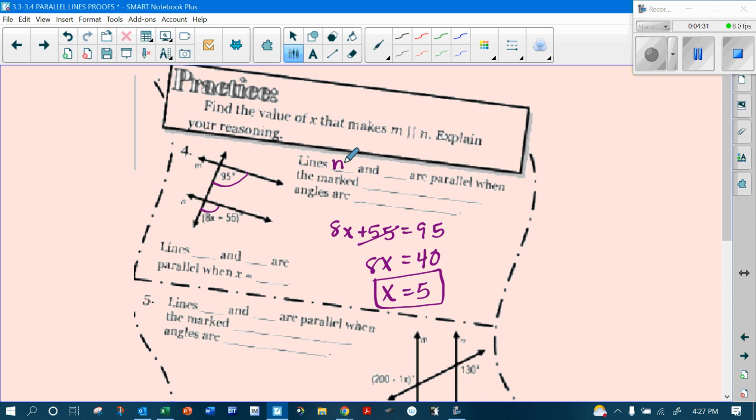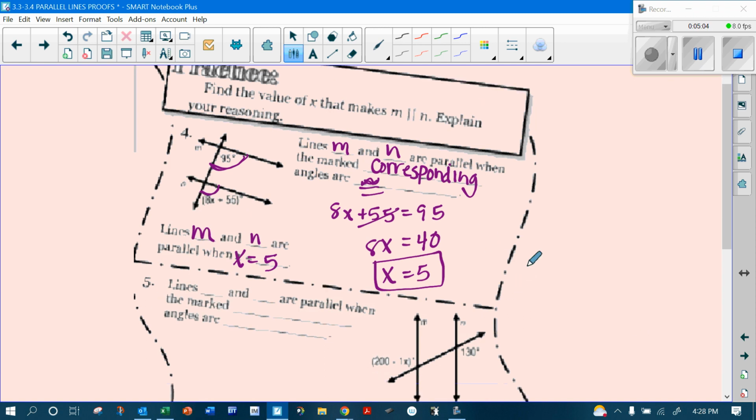So lines M and N are parallel when the marked corresponding angles are congruent. And I'm just going to put the congruent symbol there. So when these are marked congruent, then these two lines will be parallel. So lines M and N are parallel when x equals 5. So you're doing the same thing we did last time.